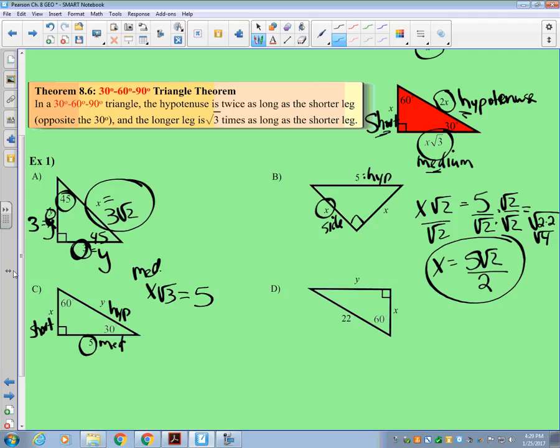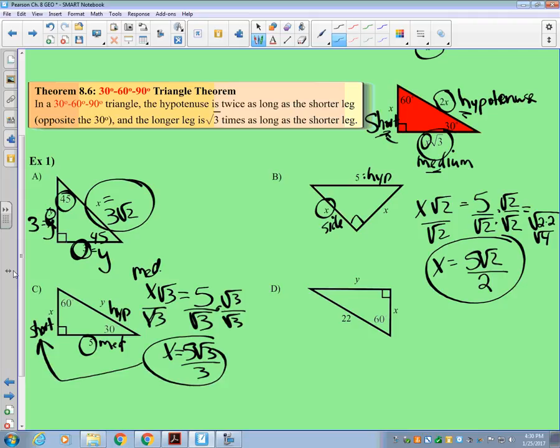I'm going to solve for x, so that way I can use it to solve this problem. So we got x root 3 over root 3 equals 5 over root 3. So x is equal to 5 over root 3. And remember, we can't have a radical in the denominator. So we're going to multiply it by root 3 over 3. And we get 5 root 3 over 3. That's what the x is in our problem. So we're just going to take that and set it equal to our short side. Oh, we already did that. Okay. So now we have to find out what y is.